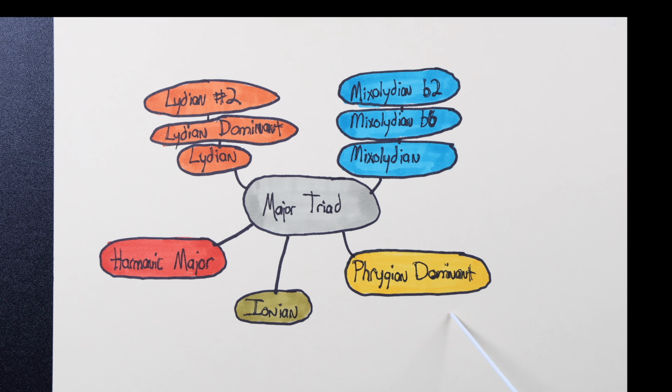Okay. Now we have a couple other options: harmonic major, Ionian, which is the major scale, and the Phrygian dominant mode. All of these scales can be played over a major triad.